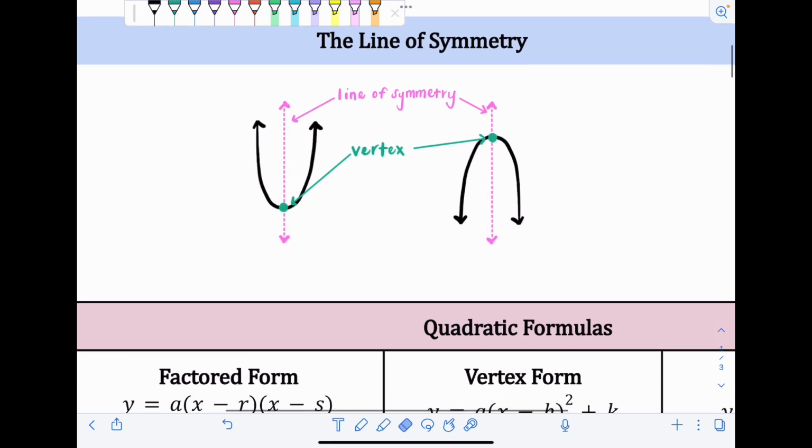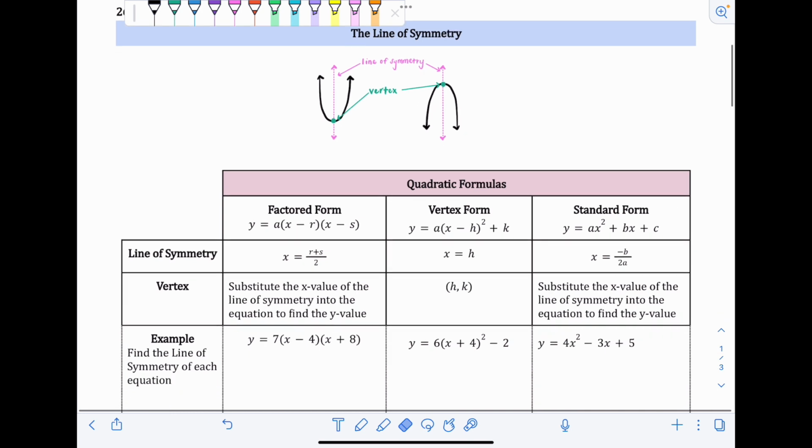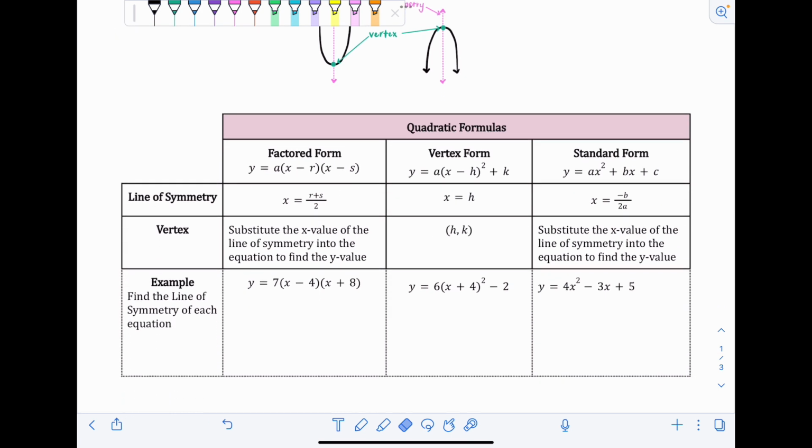Okay, moving down to the table, and I would recommend pausing the video here and copying down this table so you can follow along and have it to reflect back on. The table is going to go through all three forms of a quadratic as well as how to find the line of symmetry, how to find the vertex, and then we'll do an example of finding the line of symmetry of each type of form. So we're going to start with factored form on the left.